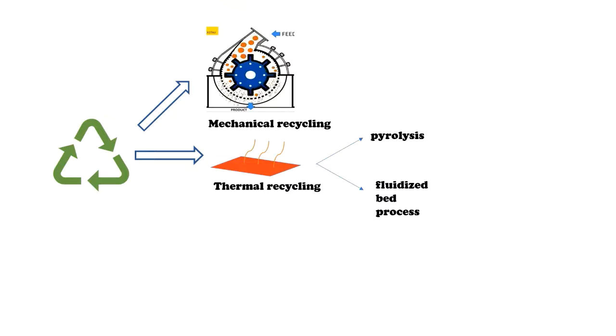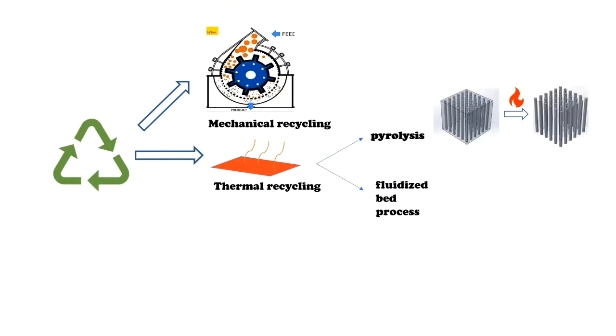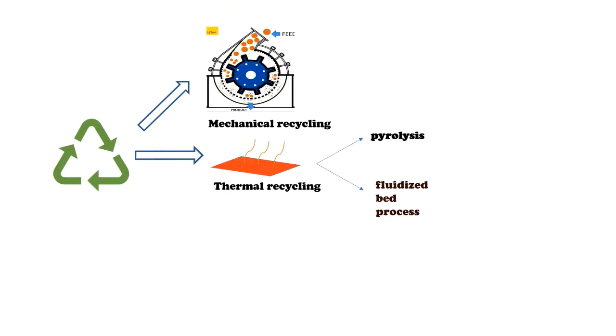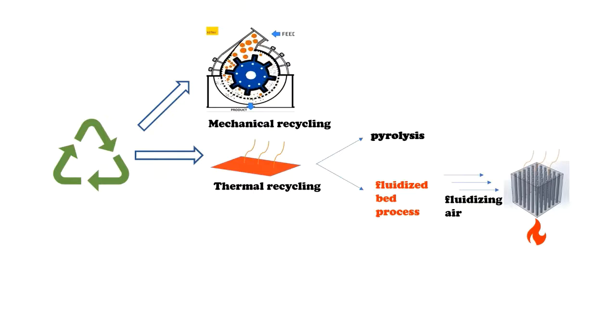Pyrolysis consists in the decomposition of polymers at high temperatures, enabling the recovery of long fibers. Another option, the fluidized bed, consists of a sand bed in a volatile environment with the fluidized air that decomposes the polymer resin and release the fibers by washing them away with the air.